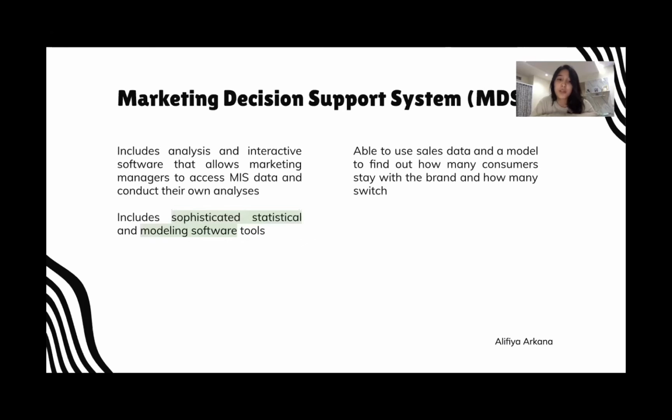The next one is modeling software that allows decision makers to examine possible or preconceived ideas about relationships in the data, to ask the what-if questions. For example, media modeling software allows marketers to see what would happen if they made certain decisions about where to place their advertising and so on. So the MDSS is able to use sales data and a model to find out how many consumers stay with a brand and how many switch from one brand to another.